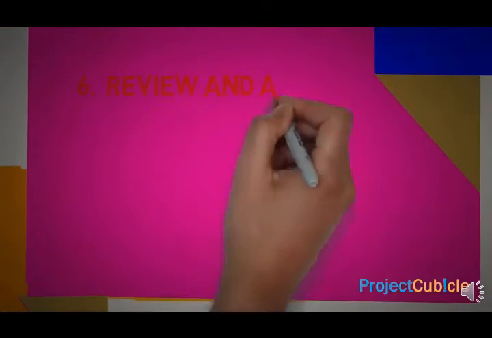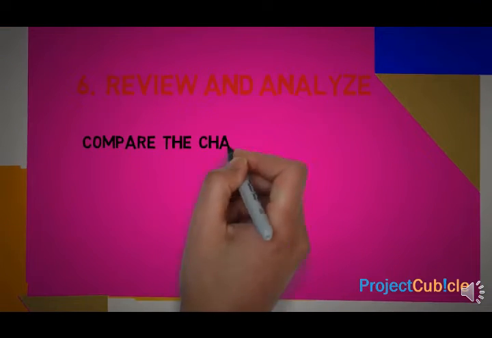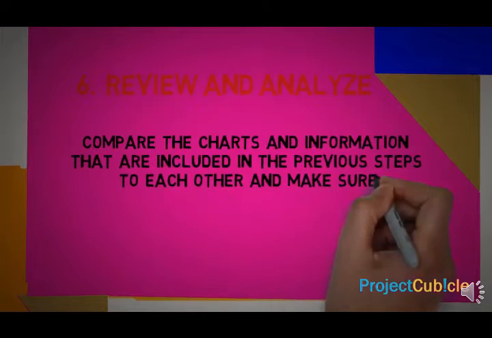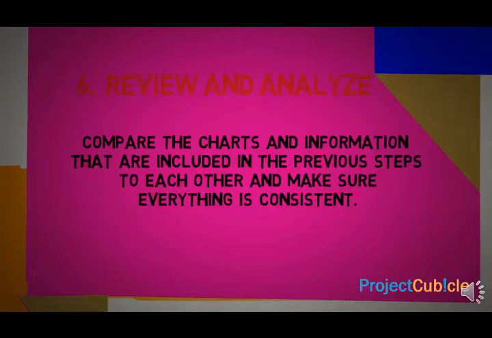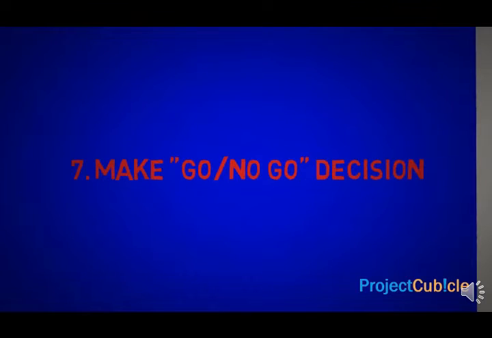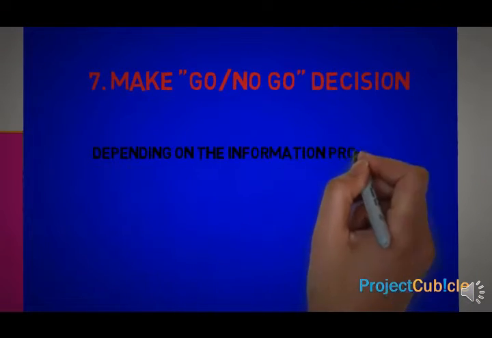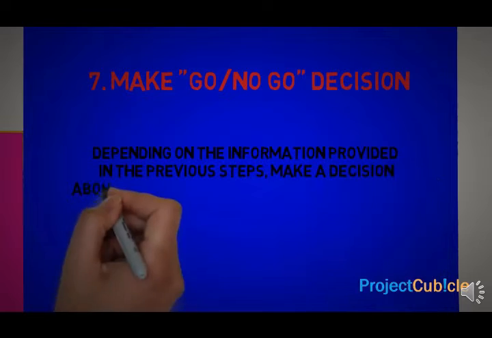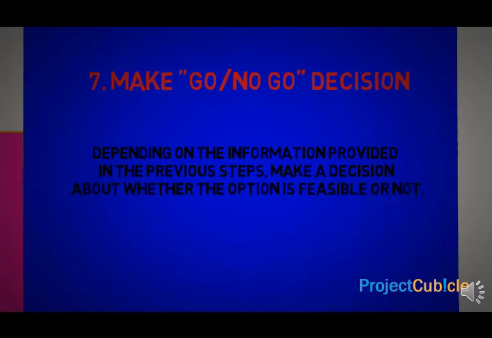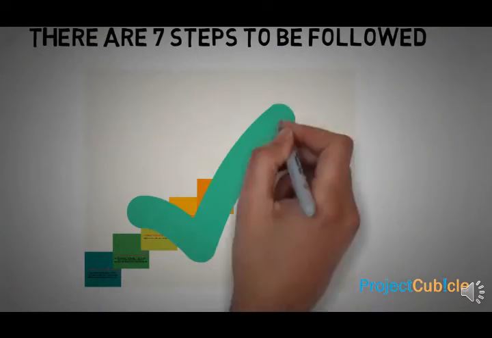6. Review and analyze. Compare the charts and information that are included in the previous steps to each other and make sure everything is consistent. 7. Make go, no-go decision. Depending on the information provided in the previous steps, make a decision about whether the option is feasible or not.